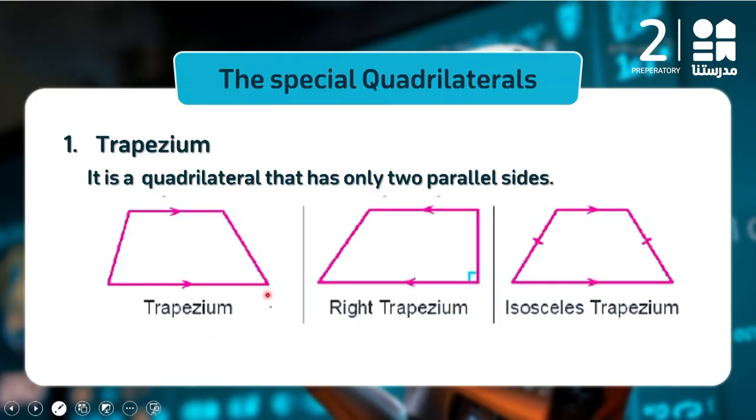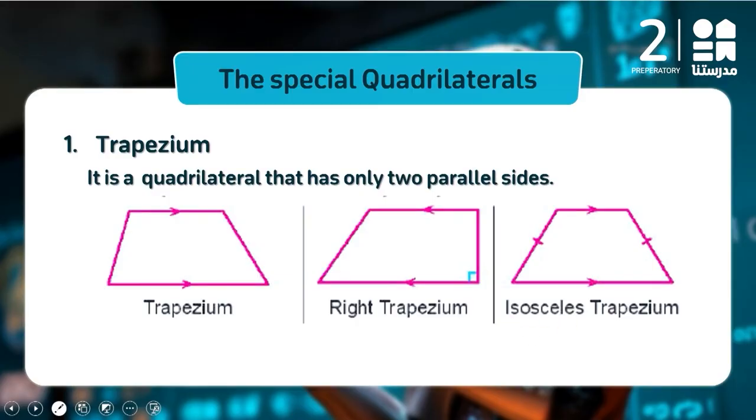Let's look at this shape. This shape is a trapezium. And if one angle is a right angle, this trapezium will be called a right trapezium. If we have two equal angles, this trapezium will be called an isosceles trapezium. So we have three types of trapezium: the normal trapezium, the right trapezium, and the isosceles trapezium.